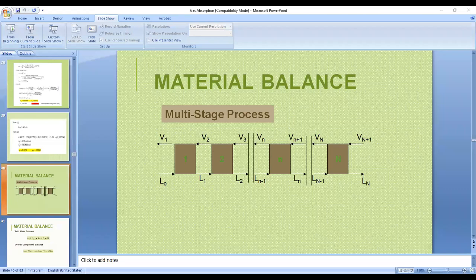Please let me know if you can already see the slide on multi-stage material balance for gas absorption. Since I cannot see you, can I have somebody confirm if you could see already the slide? Yes, miss. Okay, thank you.